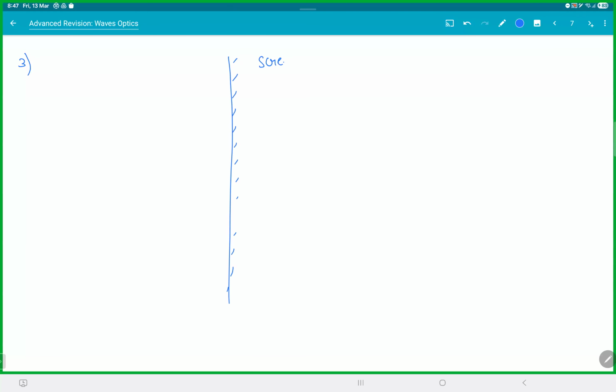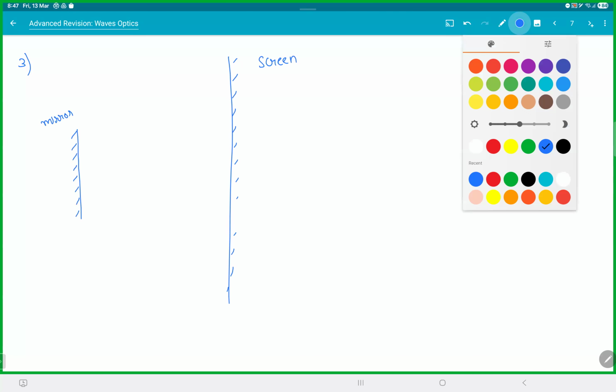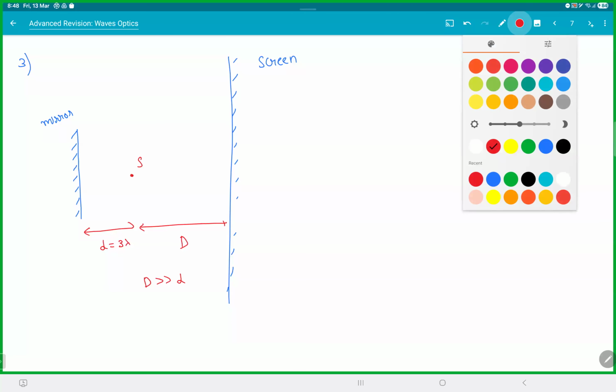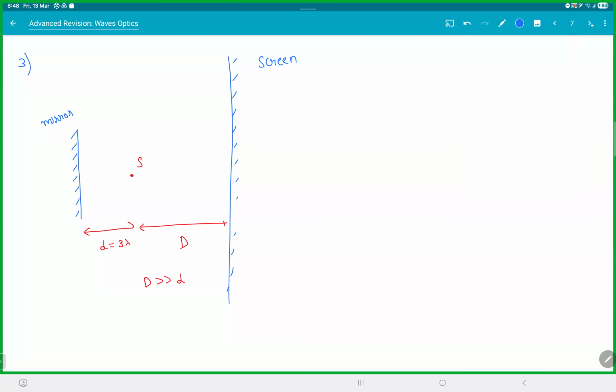We have a screen here and a mirror here. I know they kind of look the same, but yeah. We have a source here at a distance small d, which is equal to 3 lambda. This is capital D, and D is much, much greater than small d, right? So this is the source, and there'll be an image. Find the position of maxima on the screen.